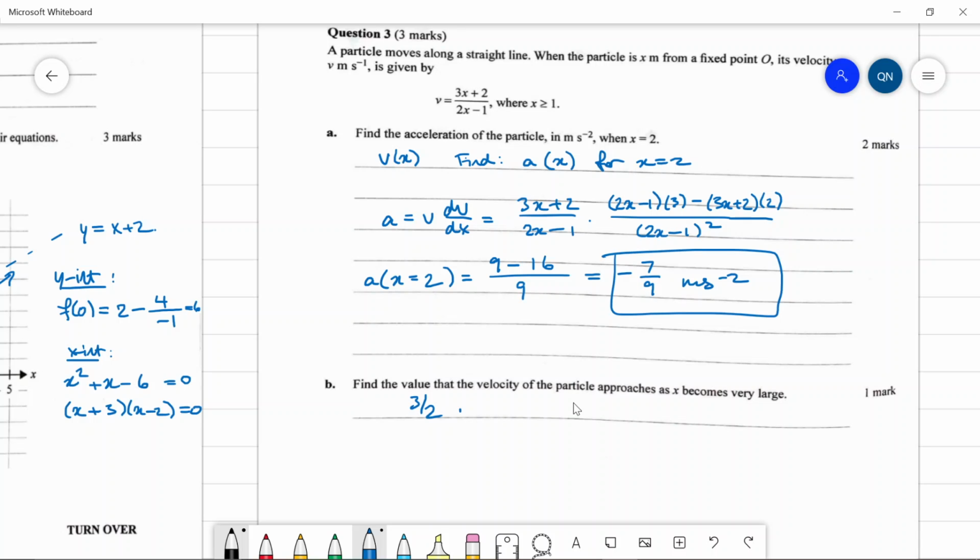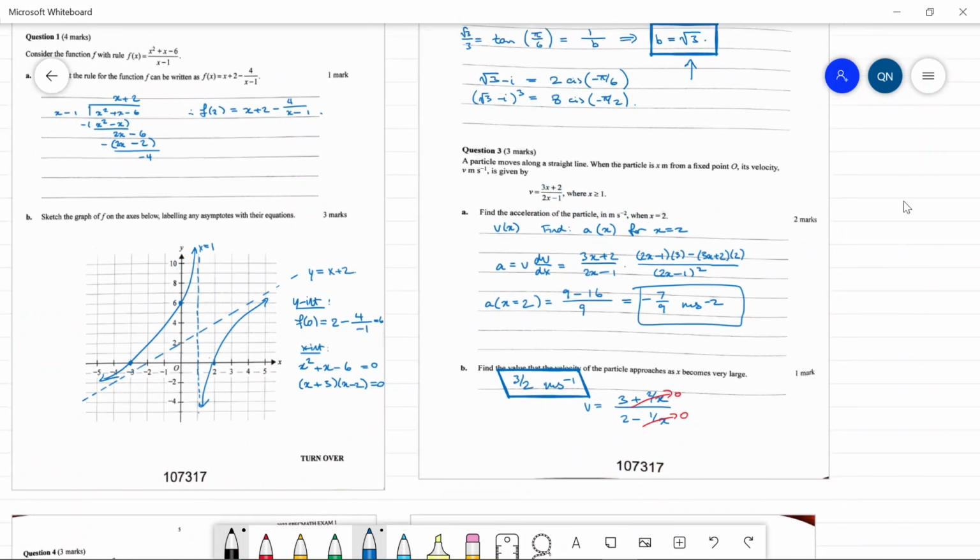A nice way to see that is you can rewrite v equals 3 plus 2 on x over 2 minus 1 on x. So you just divide everything through by x. As x becomes big, these parts over here vanish. So this goes to 0, this goes to 0, leaving you with 3 on 2. Yeah, so that's meters per second. Take that as the answer.